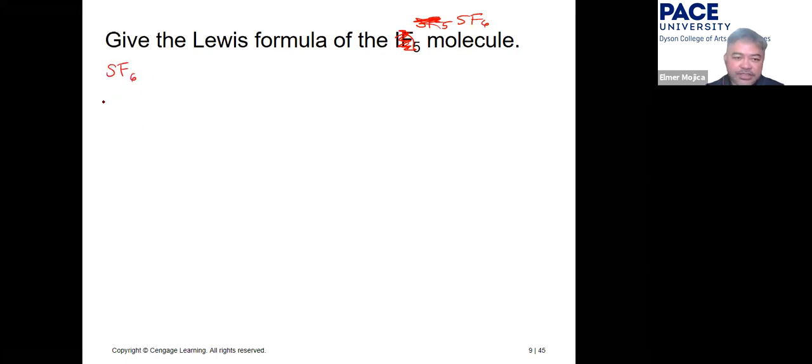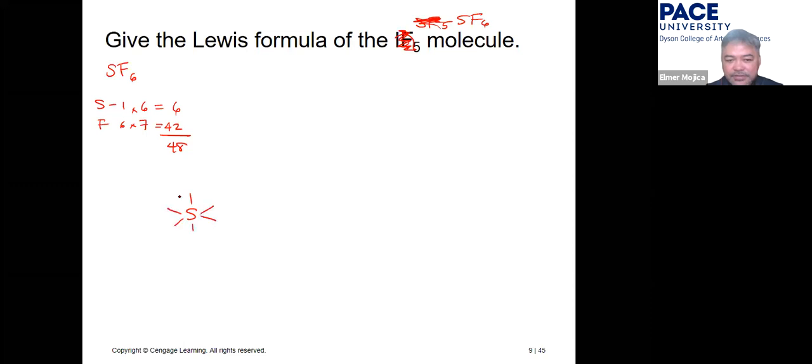So if you look at SF6, you have what? S, that's 1, F, that's 6. And if you look at the valence electrons, 6 times 7 gives you 42. And then 1 times, what is the valence electron of S? It's the same as oxygen, 6. So you have 48 overall. So the way you're going to do it is S, with F, F, F, F, F, F around it. So you have 12 bonding electrons, and then on each F you have 6.